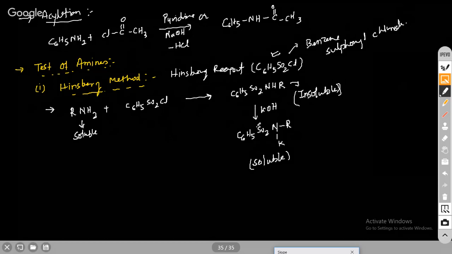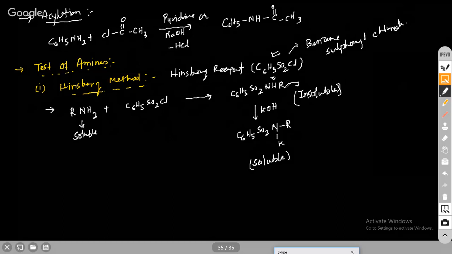Remember one thing here. This is for primary amine. The second reaction, you see, this reaction takes place because of what? This hydrogen, yes or no? Yes.